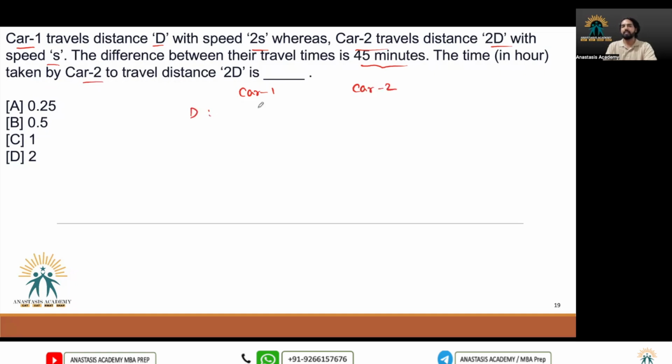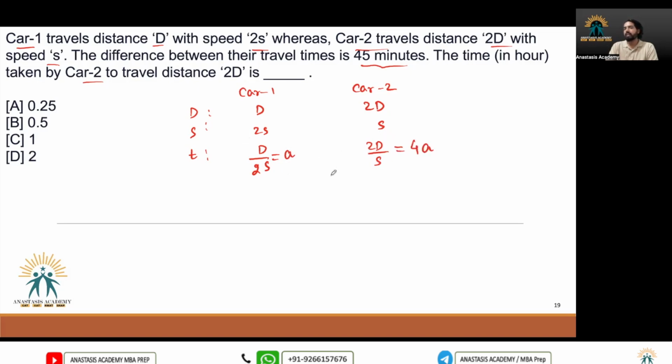Distance traveled is d in this case, and 2d in this case. Speed is 2s in this case and s in this case. So the time taken by car 1 would be how much? Distance upon speed, d upon 2s, and the time taken by car 2 would be 2d upon s. I'm assuming the time for car 1 to be a. So this is 4 times of this value.